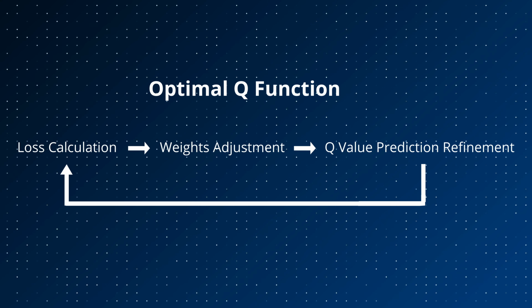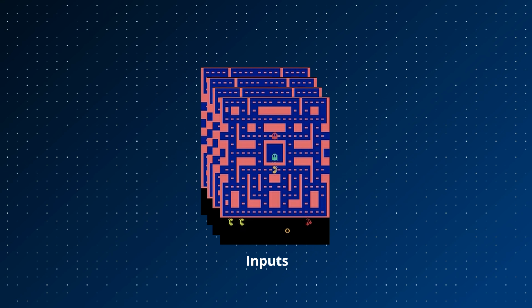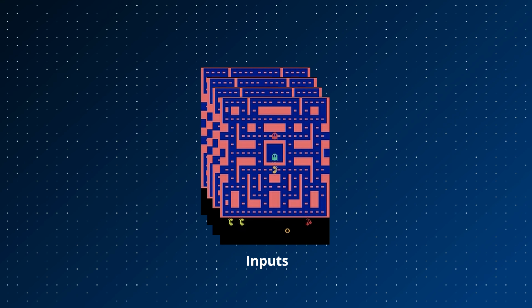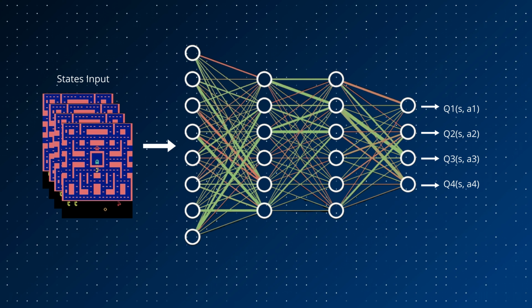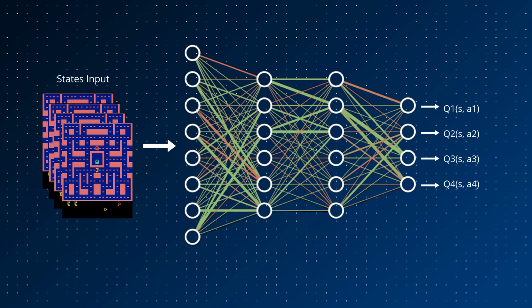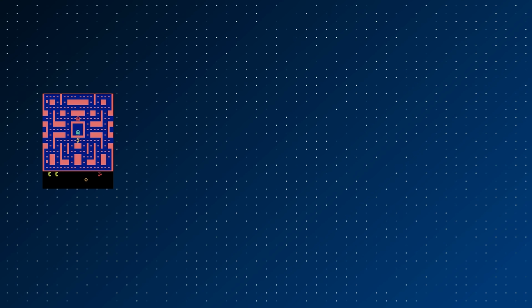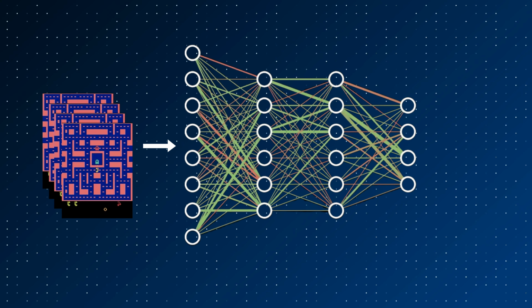This cycle of loss calculation, weights adjustment, and refinement of Q value predictions is repeated until the network closely approximates the optimal Q function. After understanding the pre-processing and the input structure for the Deep Q Network, let's delve into the neural network architecture itself and how it processes these inputs to produce Q values for decision-making in the Atari game environment. In training an agent for Atari games, our approach involves processing a stack of 4 frames through the neural network representing a state.